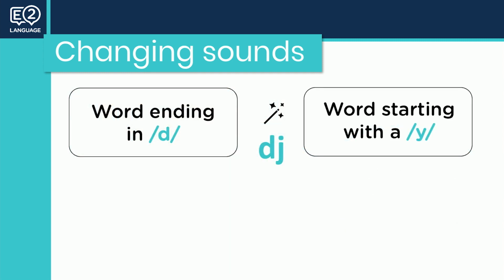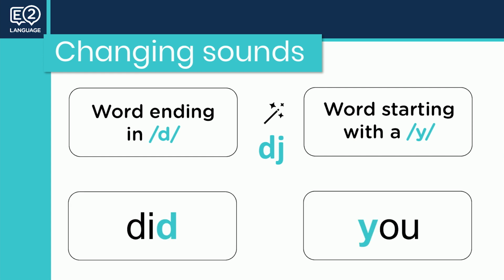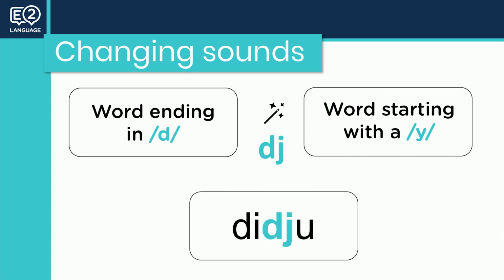Here's another one. If a word ends in a D sound and the next word starts with a Y sound, we add this J sound. What? For example, "did you?" We never say "did you." It sounds like a robot. What we say is "did you, did you."